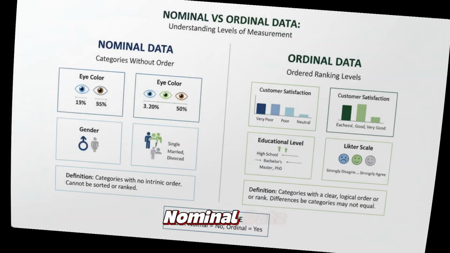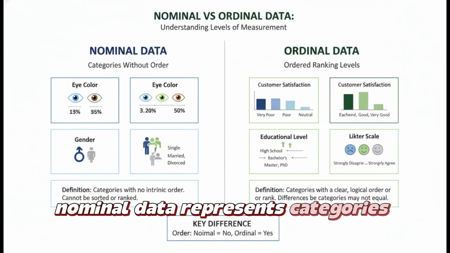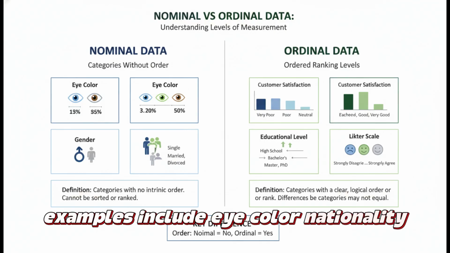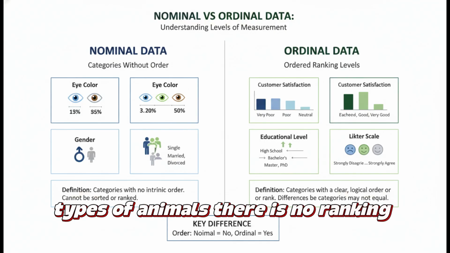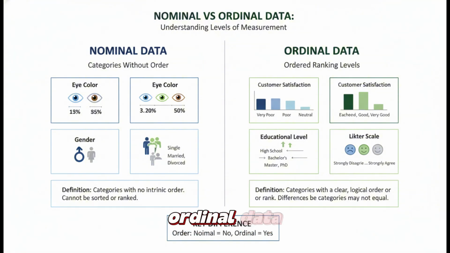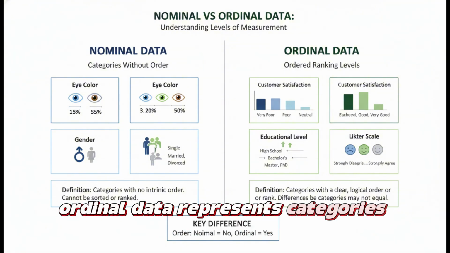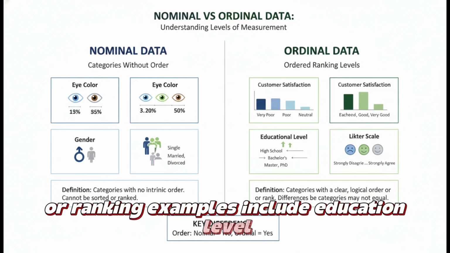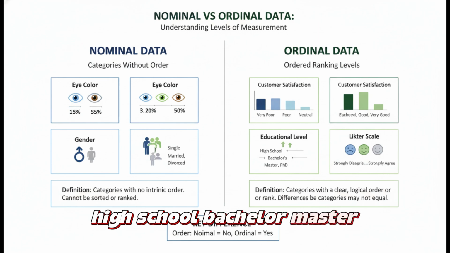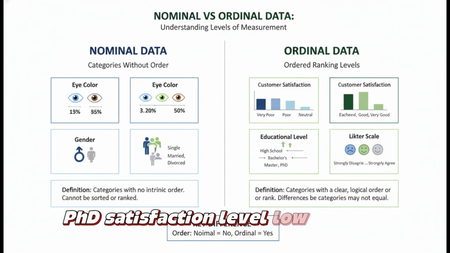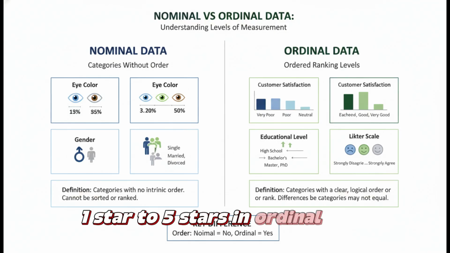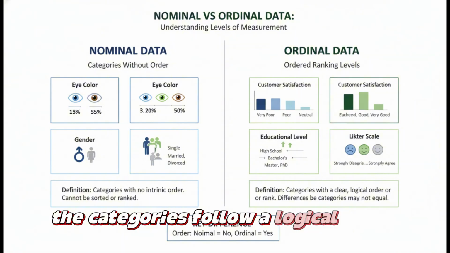Categorical data can be divided into two main types. Nominal data. Nominal data represents categories without any specific order. Examples include eye color, nationality, types of animals. There is no ranking between these categories. Ordinal data. Ordinal data represents categories that have a meaningful order or ranking. Examples include education level: high school, bachelor, master, PhD; satisfaction level: low, medium, high; product ratings: 1 star to 5 stars. In ordinal data, the categories follow a logical order.